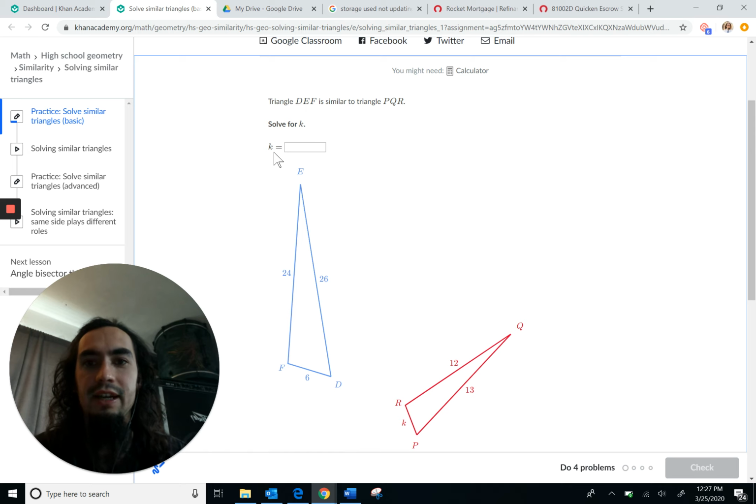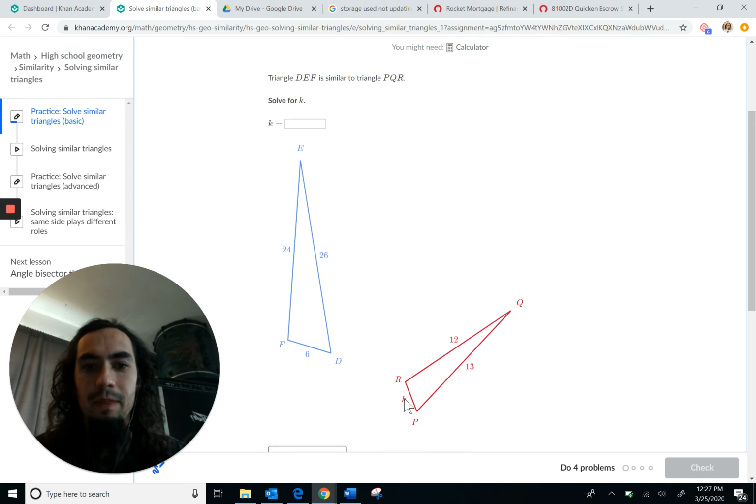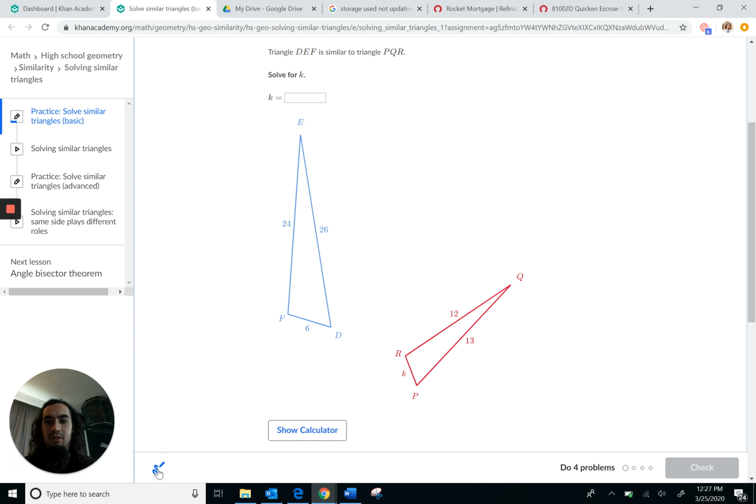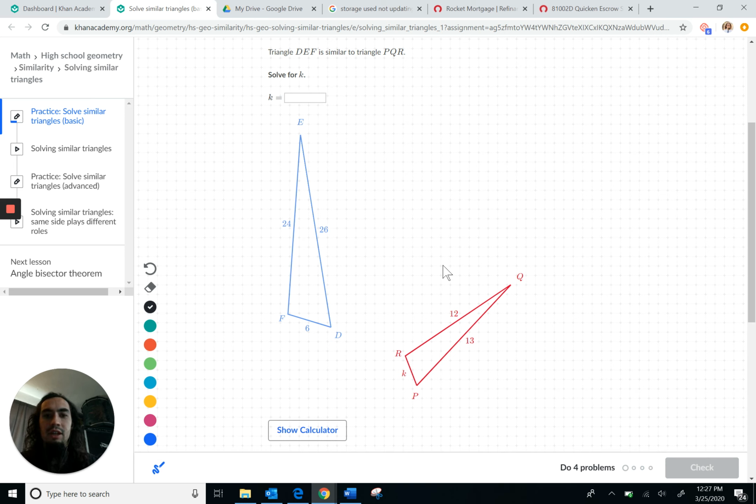And we're going to try to find K. Okay, well, where is K? It is right here, and K is side length RP. As I start, I want you to notice this little squiggly thing. I'm going to click on that. Let me make this smaller. There we go. Perfect. It gives us a grid, and we can actually draw stuff.